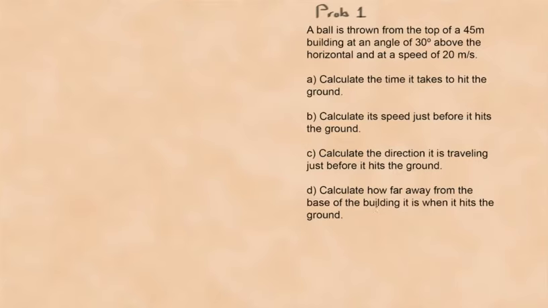So in this type of problem, what you want to do first is draw a picture of it if they don't give you a picture. So here's a picture showing the situation. We've got a ball thrown from the top of a building, traveling in a parabolic path, hitting the ground somewhere away from the building.